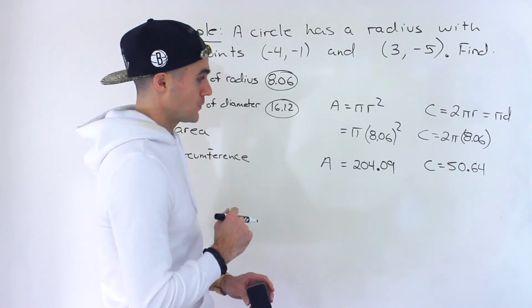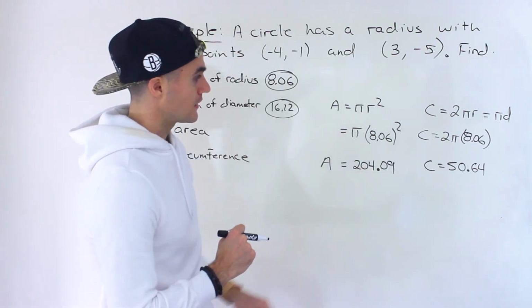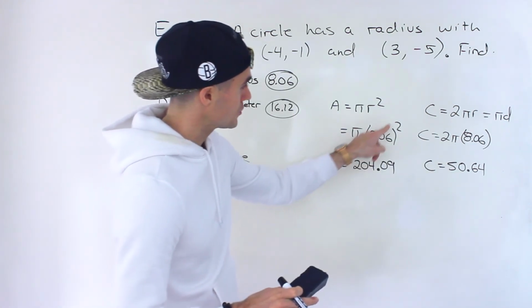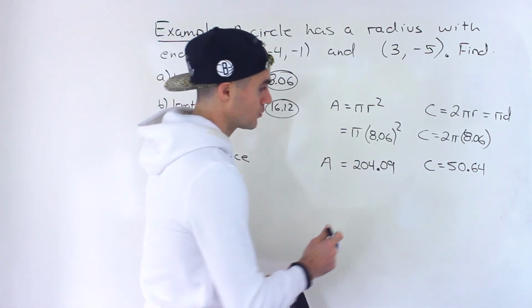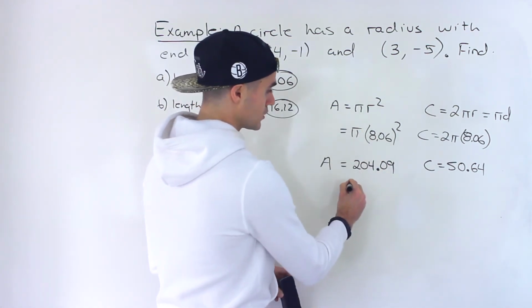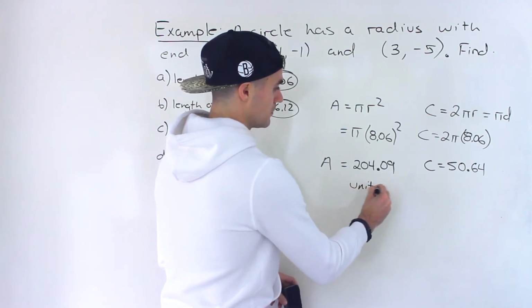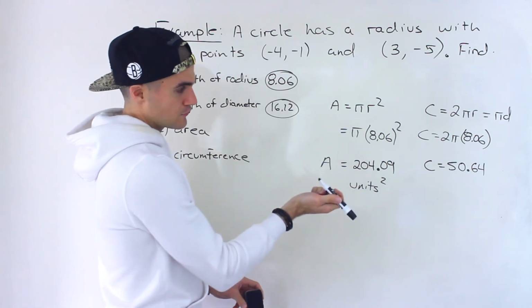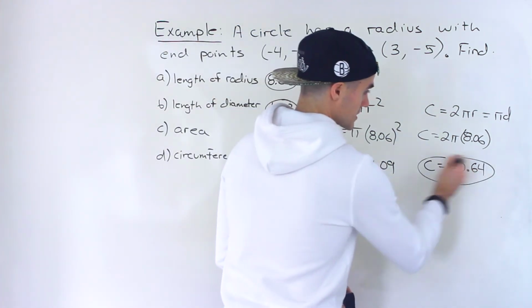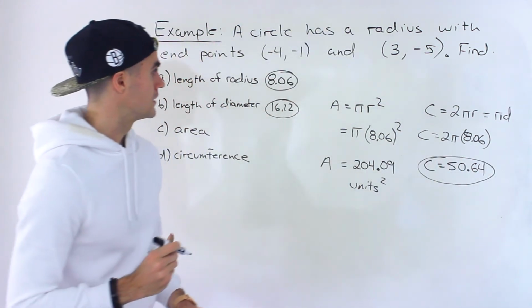like that. And if you want to get the decimals, you just plug all that in your calculator. When you're doing this, make sure you square it first, then multiply it by the pi. You end up getting 204.09. Now this is going to be some kind of units. We don't know what it is, but the area, remember, it's units squared. Then the circumference is going to end up being 50.64 units, right?